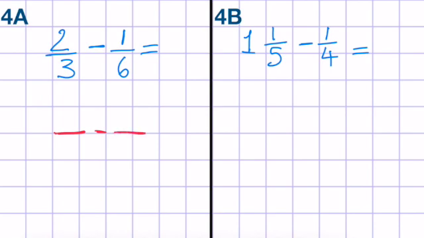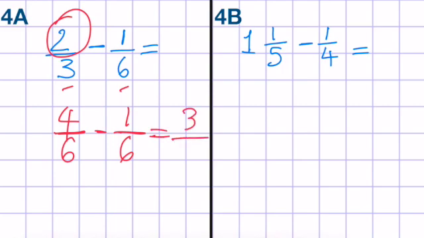Okay. For the first one, the denominators are different. We have a 3 and we have a 6. However, 6 is a multiple of 3. So we can keep 1 sixth and we can change 2/3 to sixths. So the 3 becomes 6. We've doubled it. We've times it by 2. We do the same to the numerator. So it's 4 sixths, take away 1 sixth. So the answer is 3 sixths, which of course is 1/2 simplified because 3 is half of 6.